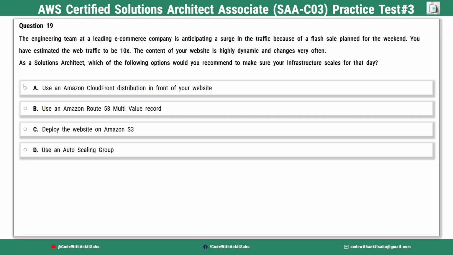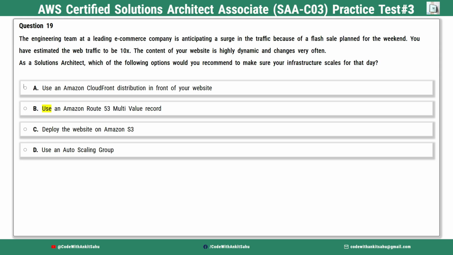Question 19. The engineering team at a leading e-commerce company is anticipating a surge in the traffic because of a flash sale planned for the weekend. You have estimated the web traffic to be 10x. The content of your website is highly dynamic and changes very often. As a solutions architect, which of the following options would you recommend to make sure your infrastructure scales for that day? Option A. Use an Amazon CloudFront distribution in front of your website.